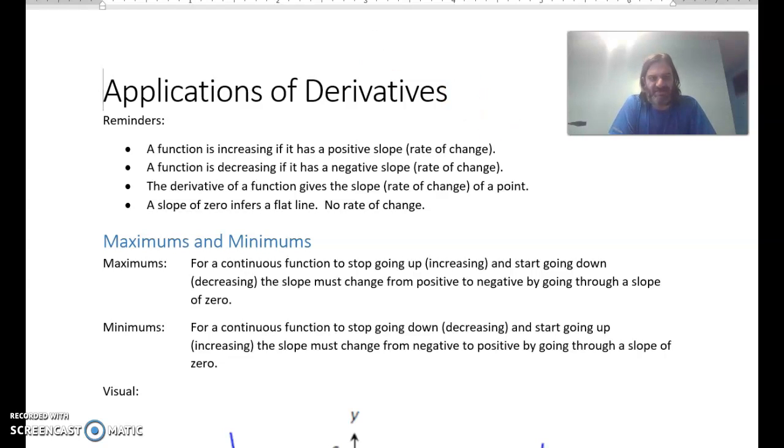Hey, we're going to talk about some of our applications for derivatives. We'll go through these in different stages. But first, I want to remind you of a couple of things.